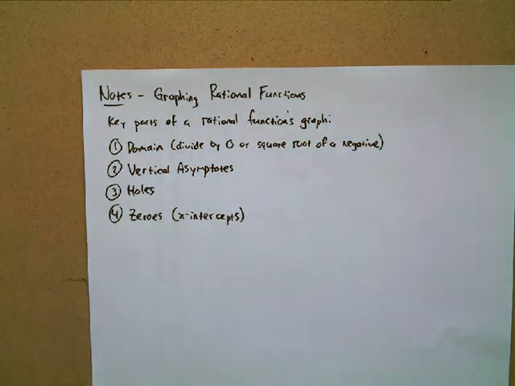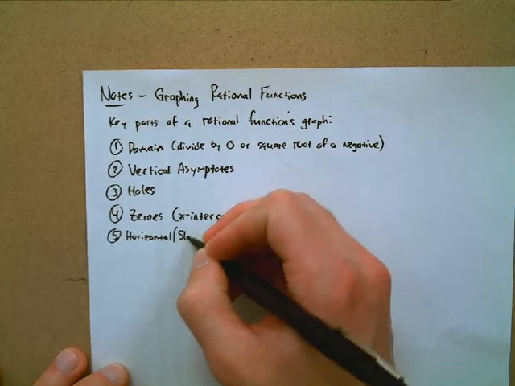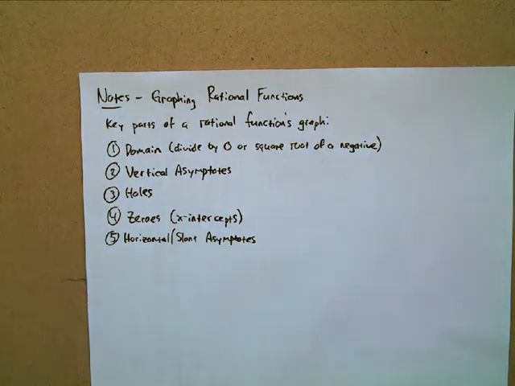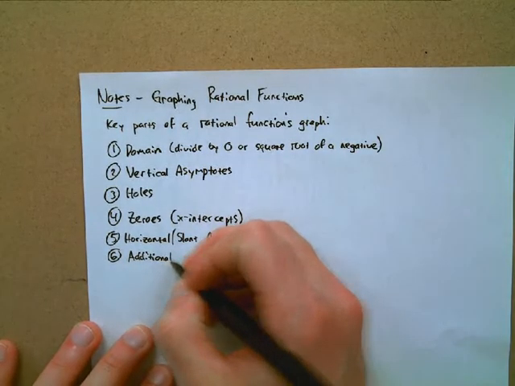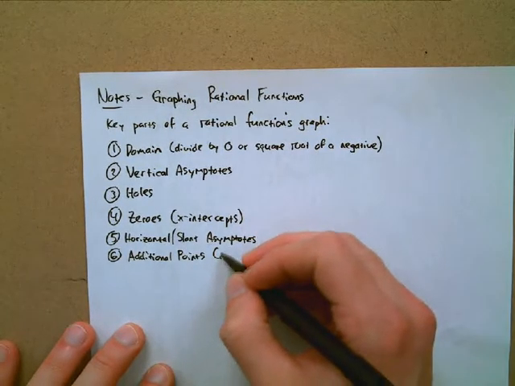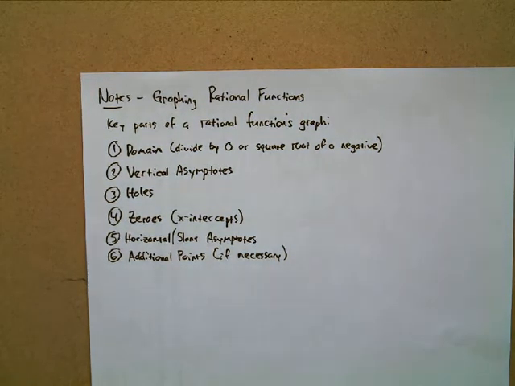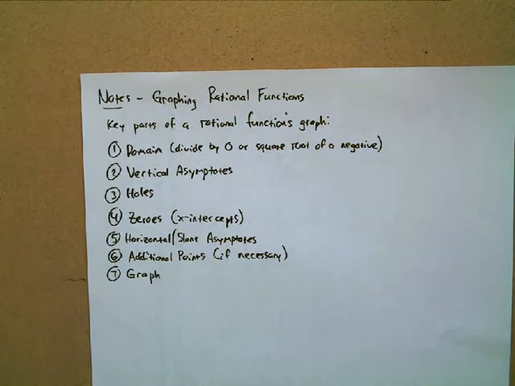We want to identify any horizontal or slant asymptotes. And this is why we're taking 2 days to do this. We're going to focus on problems with just horizontal asymptotes today, and then tomorrow we'll look at some things with slant asymptotes. But again, I feel like this is a concept you guys have been introduced to before. And then, of course, we also want to consider any additional points. After all that work, we may not have enough information, so we'll say if necessary. And then finally, we graph. So it's just 7 easy steps.